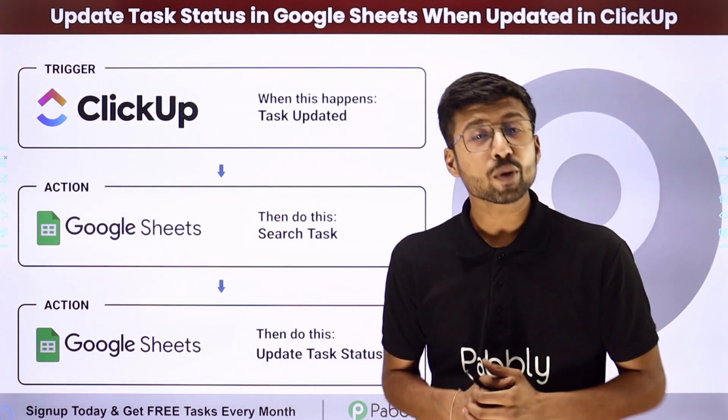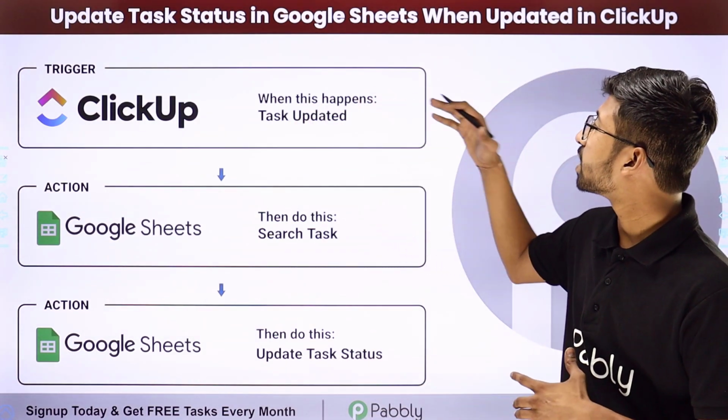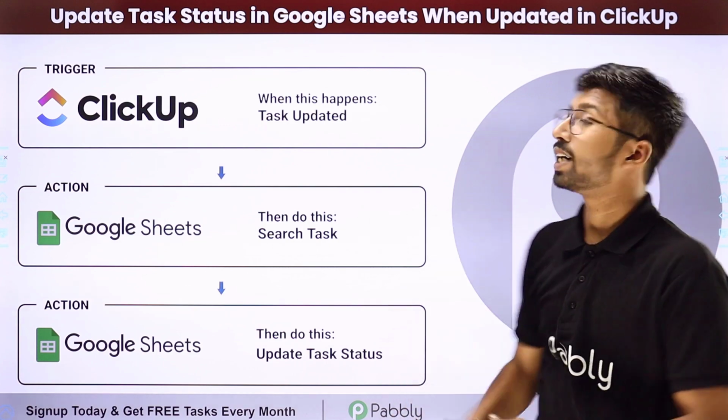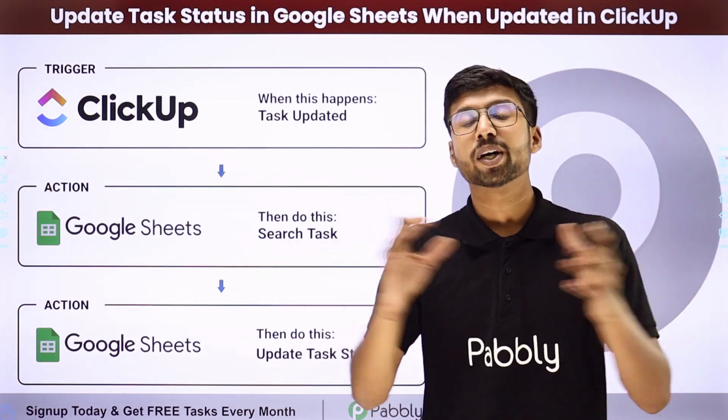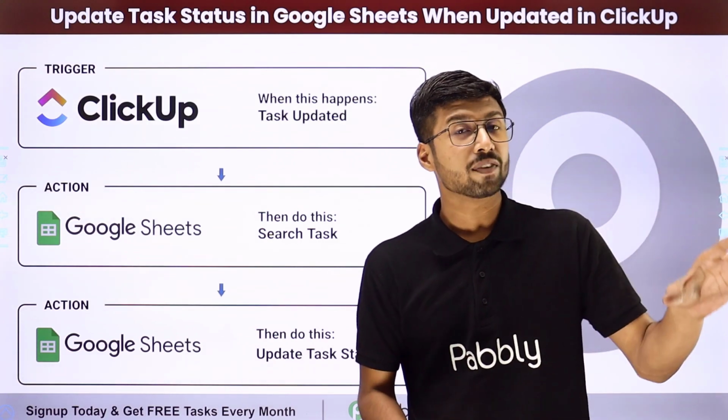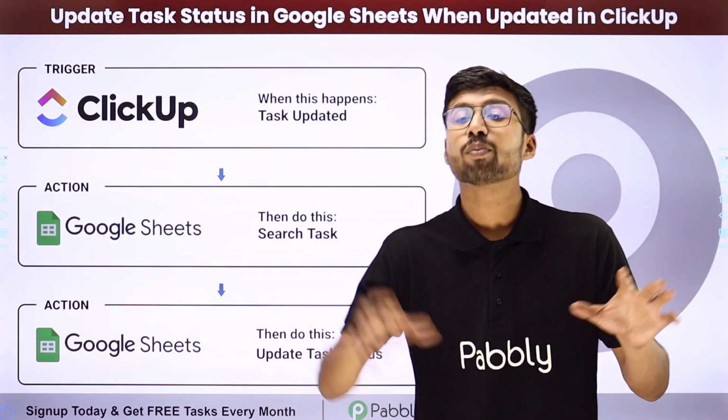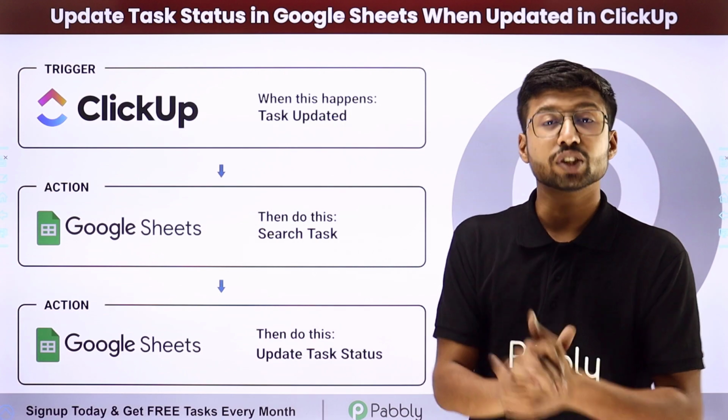So in this video, we are going to learn how to update task status in Google Sheets when updated in ClickUp. Now suppose guys, you have connected ClickUp and Google Sheet. You have created an automation workflow in such a way that whenever a new task is created in ClickUp, the same task is added in your Google Sheet as well.